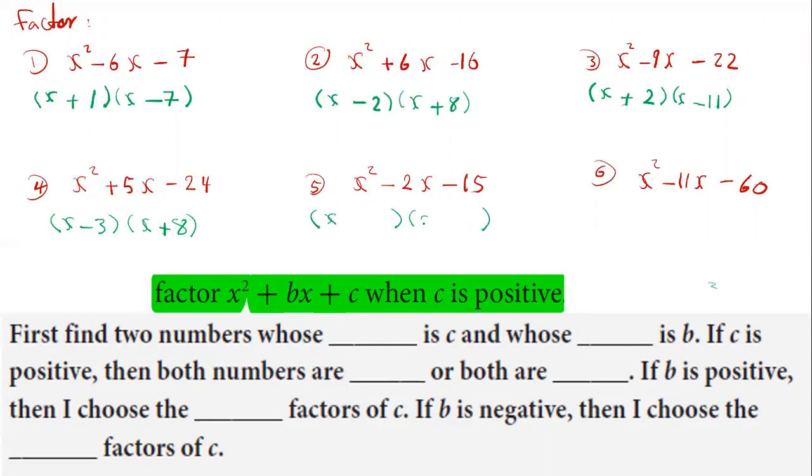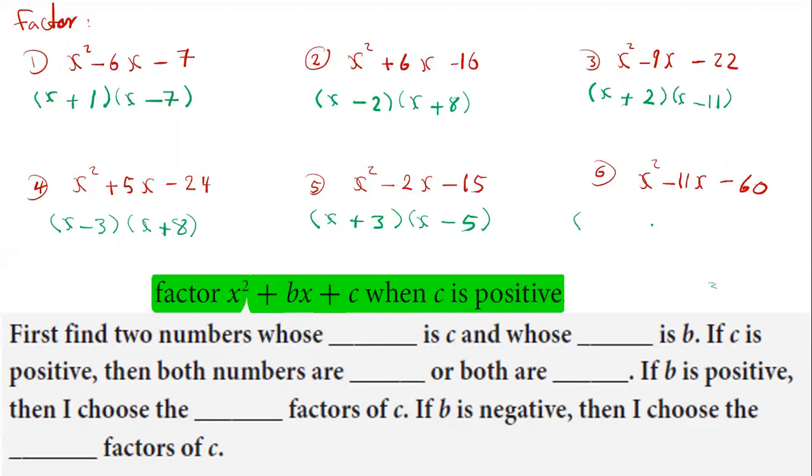x squared will be x times x, then 15. Their product is 15 and their difference is 2. So 3 times 5 is 15, and their difference is 2. The greatest will take the sign of the midterm, minus, and this will be plus. Different signs. The greatest will take the sign of the midterm, and the other is different.